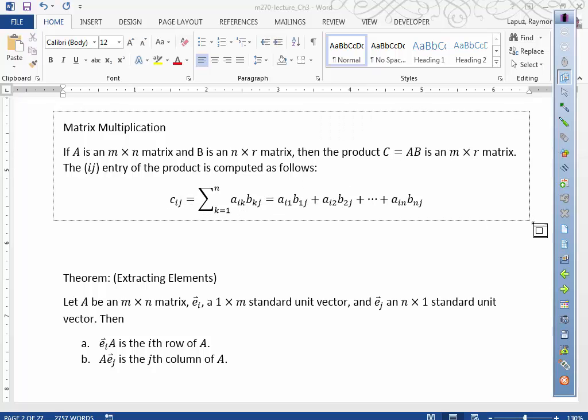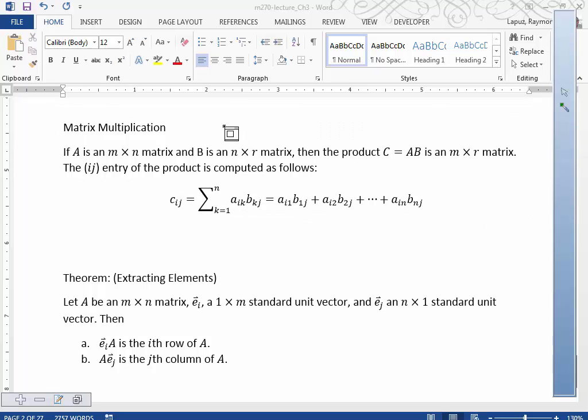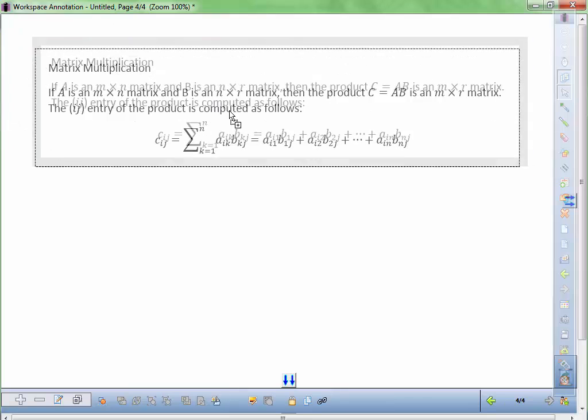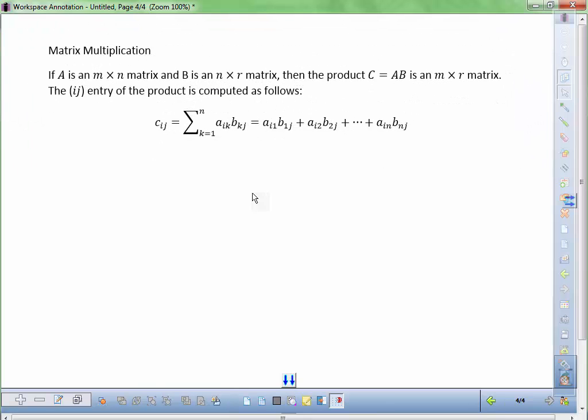And the way matrix multiplication is defined is kind of tricky. It's tricky because it requires you to add a bunch of products, and how you get those products is also kind of tricky.